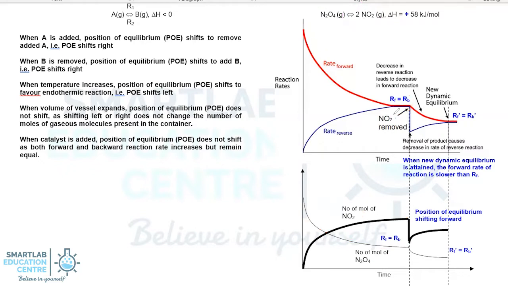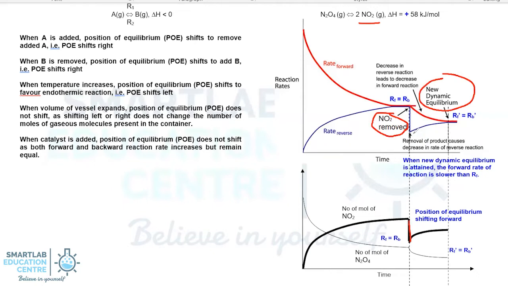Next, the thing that we're going to introduce is that we're going to remove NO2. If we decide to remove NO2 from the reacting vessel, you will find that the rate backward will suddenly drop. Because the rate backward drops, similarly the number of moles of NO2 precipitously or instantaneously drops. From then, a new dynamic equilibrium needs to be attained.